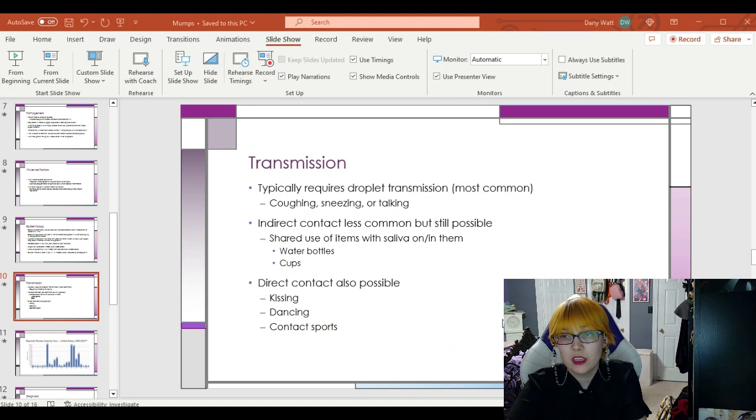Transmission. So typically it is droplet transmission. So it's airborne. It's that coughing or sneezing or talking. It can also be transmitted through indirect contact or direct contact. So if someone who's infected drinks out of a water bottle or cup, and then you drink out of that same water bottle or cup, and their saliva gets into your system, you're going to get infected. Or if you kiss or have very close contact with someone who is infected, just anything that's going to get their saliva into your system is going to cause an infection.